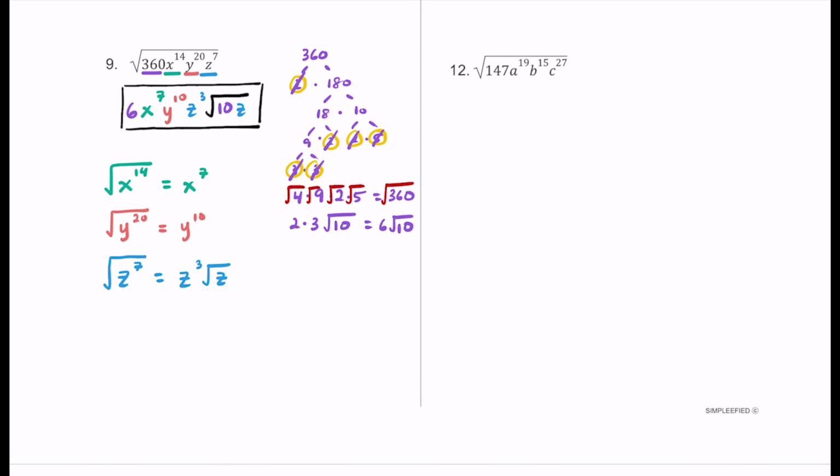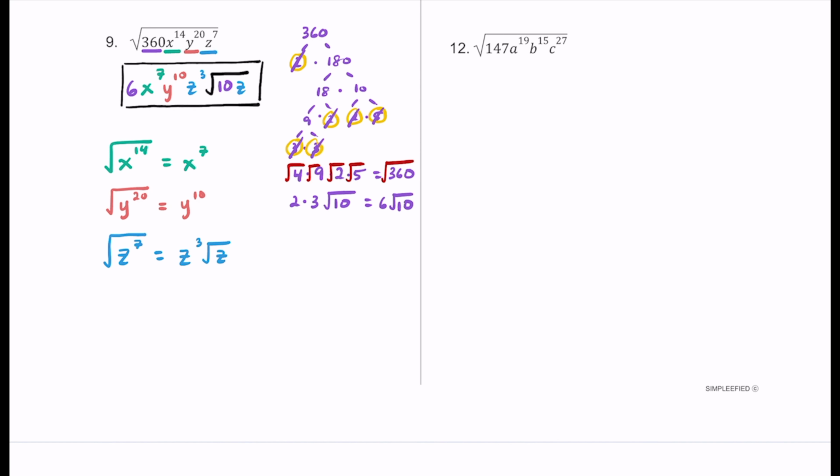Number 12, we have this square root of 147, a to the 19th, b to the 15th, c to the 27th power. And so let's think about this 147, right? So 147, if we go through maybe our divisibility, I think we can divide this by 3, just because 1 plus 4 is 5, and then 5 plus 7 is going to be 12. So 147 divided by 3, I think is going to be 49. And I think we can just stop there because 49 is a perfect square. So 49 times 3, that's 147.